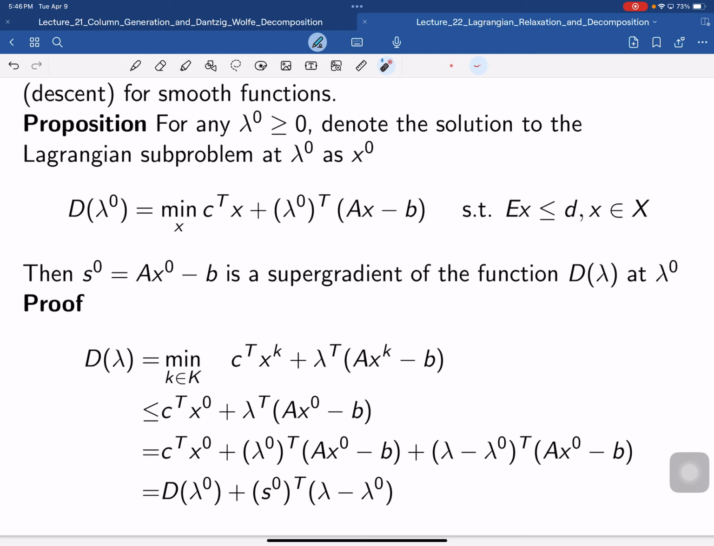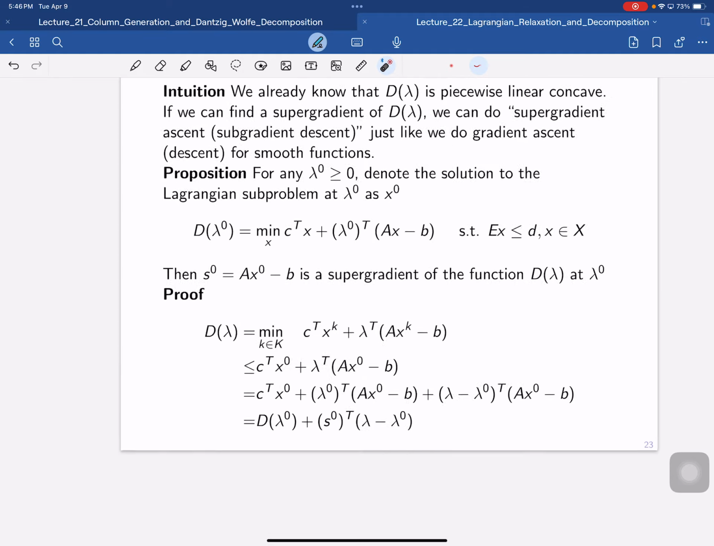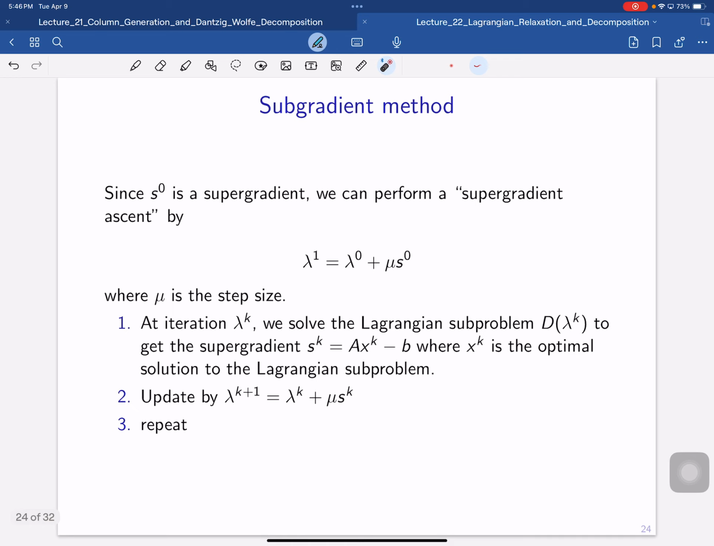Then you rearrange this a little bit, right? You first add lambda naught transpose this term, and then you have to subtract it again. Then if you look at the first few terms, essentially this is nothing but the value of d(lambda naught), because x naught is the optimal value of this MILP when you evaluate it at lambda naught. So now you have shown that s naught is a supergradient of d(lambda). Okay. So with that, we can do something like a supergradient ascent.